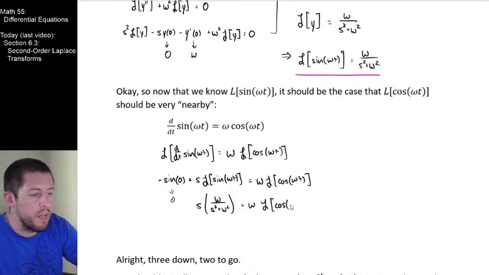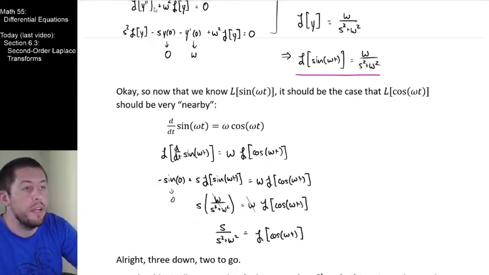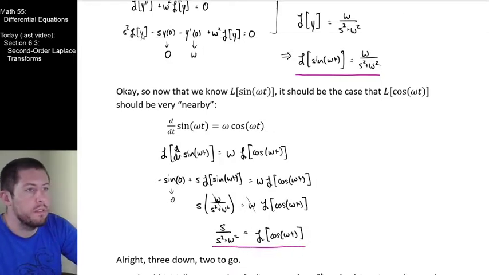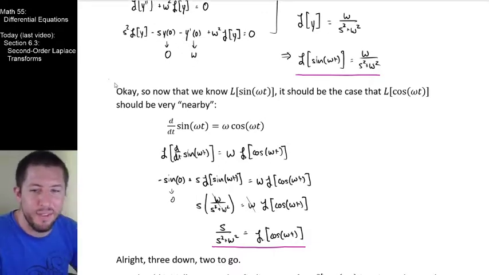Just a smidge of algebra to go. All I'm going to do is divide both sides by omega. They cancel. And it looks like what we're getting is s over s squared plus omega squared is the Laplace transform of cosine of omega t. So once again, I hate it when people refer to anything in math as a trick. But man, these feel like tricks. And they're not. It's just how math works. But man, it feels tricky.